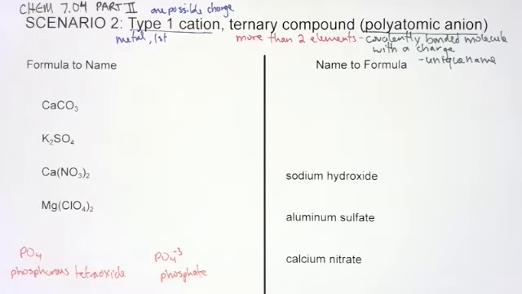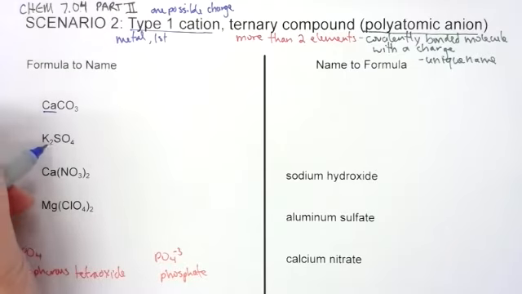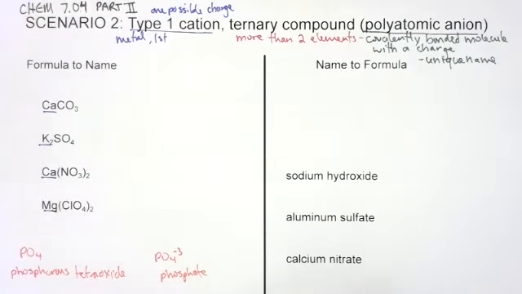So what's different if we have a polyatomic anion instead of just a monoatomic anion? Well, let's start with formulas to names. We start the same way. I'm going to underline my cations in blue, and I'm going to underline my polyatomic anions in green.